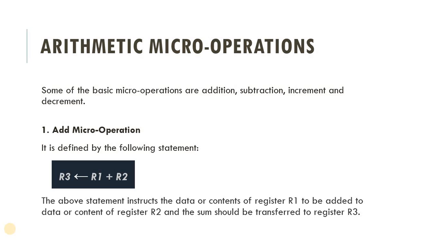The first is the add micro operation. It is defined by the following statement: we are adding the data of R1 and R2, so R1 plus R2, then the replacement operator, and we are storing the result into the register R3. This is how we can show the addition operation in the form of symbols. The above statement instructs that the content of register R1 be added to the content of register R2, and the sum should be transferred to register R3.